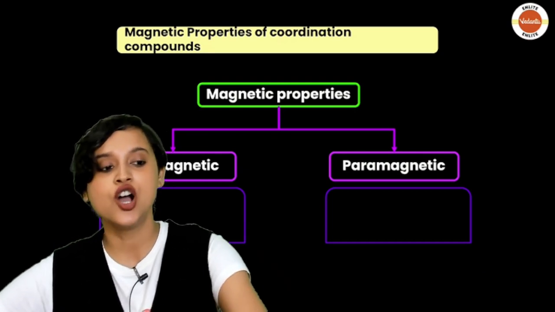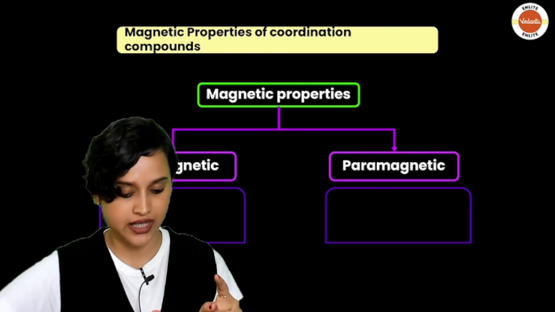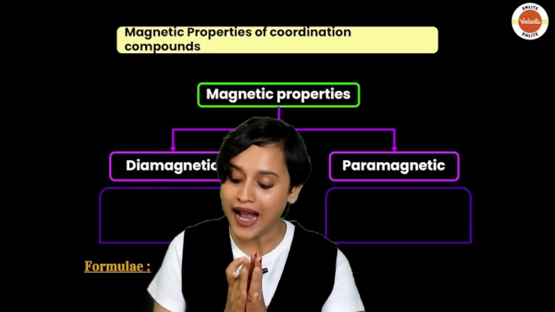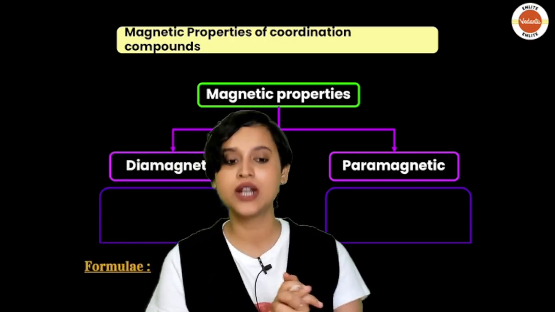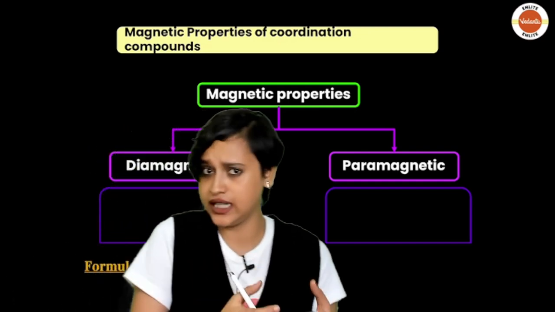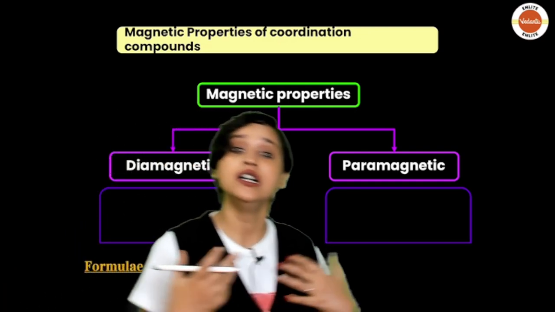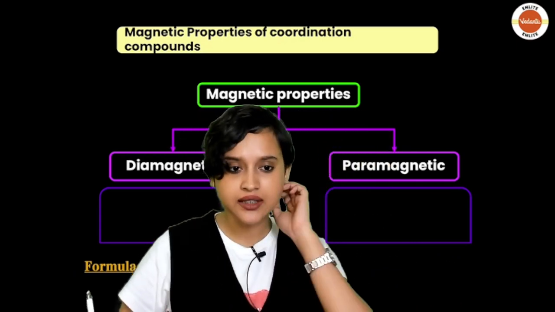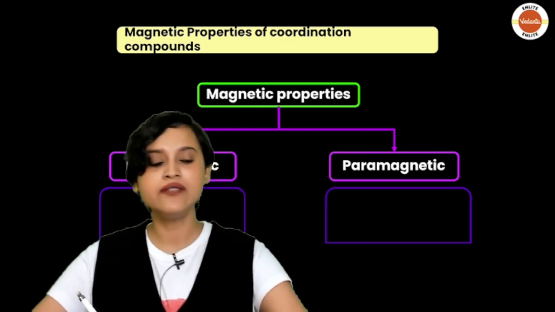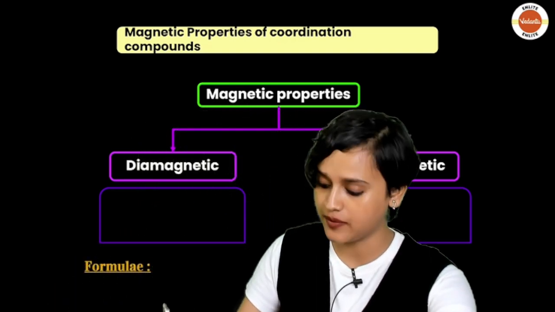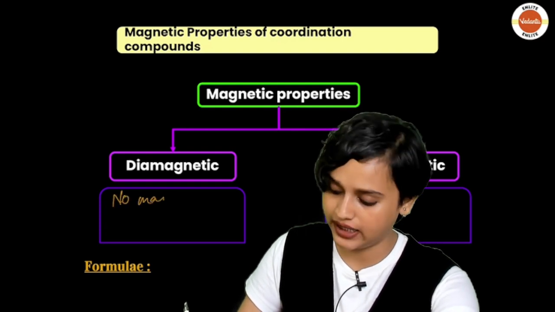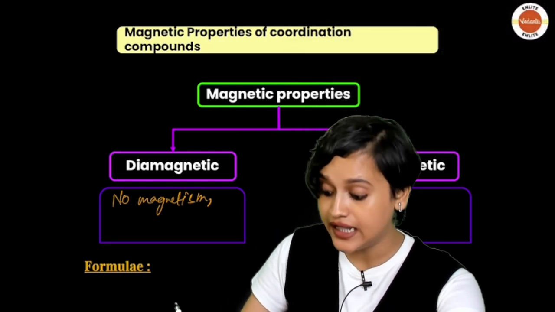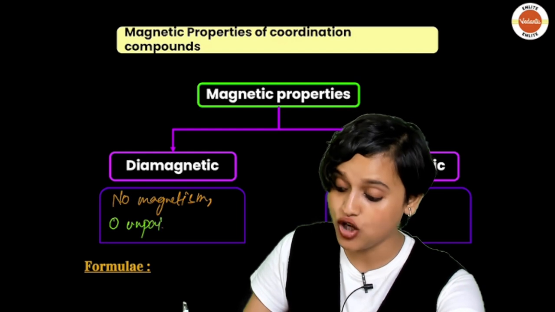valence bond theory is not away from disadvantages. But before we understand the disadvantages, here's one last slight thing that I want to tell you, that is magnetic properties of coordination compounds. What are the magnetic properties of coordination compounds? We have seen that there are complexes which are diamagnetic and there are complexes which are paramagnetic, right? In case of diamagnetism, diamagnetism comes up when there is no magnetism. That means that they have zero unpaired electrons.